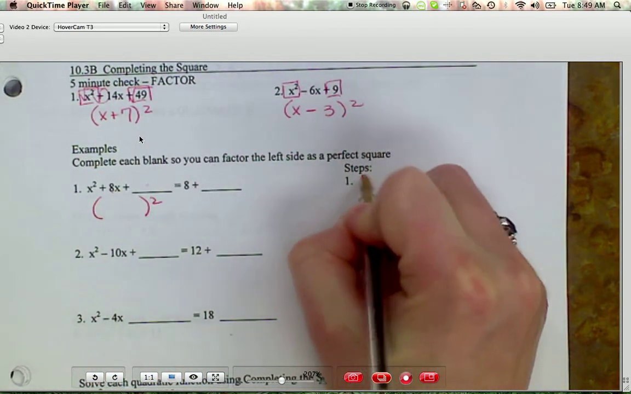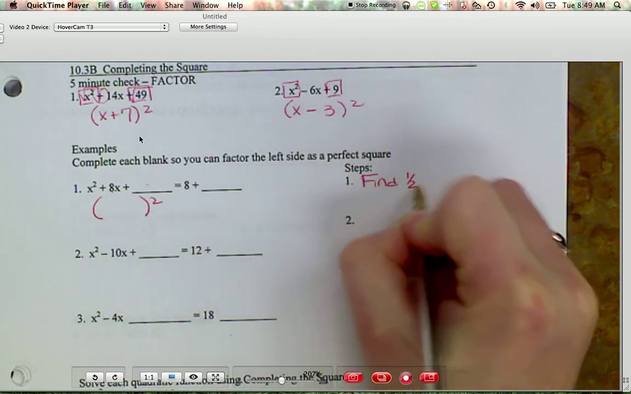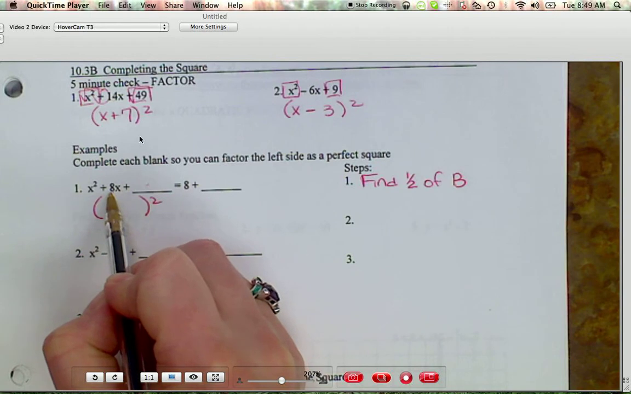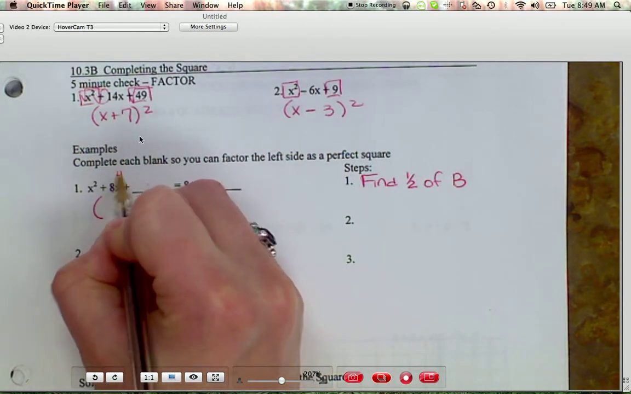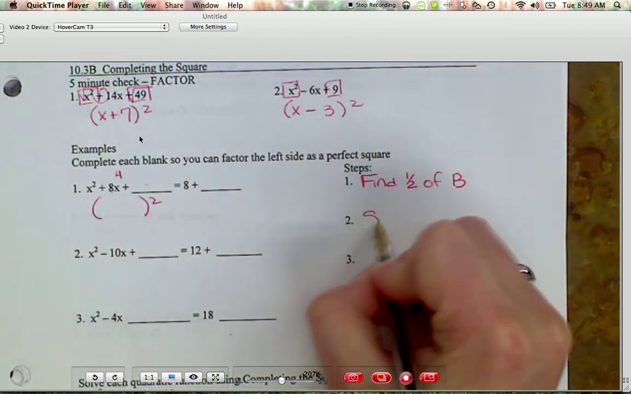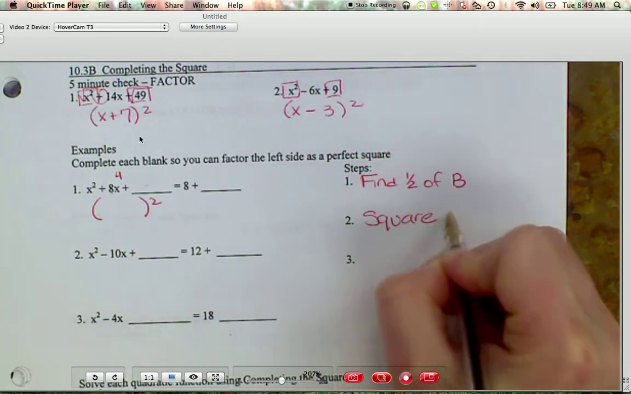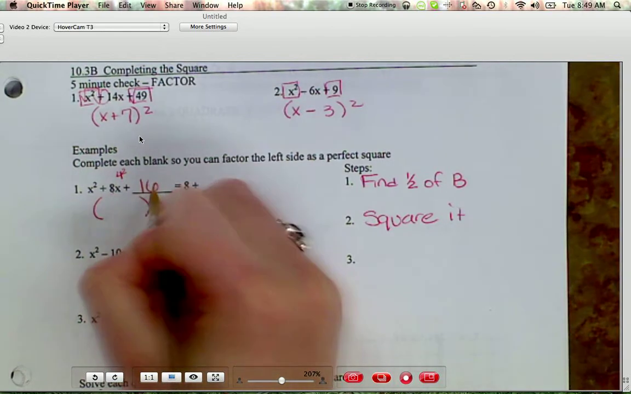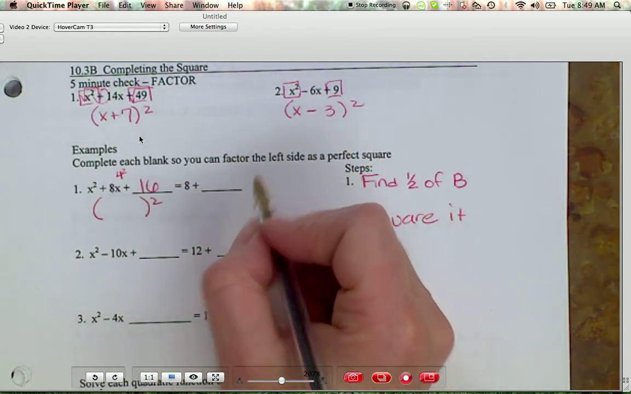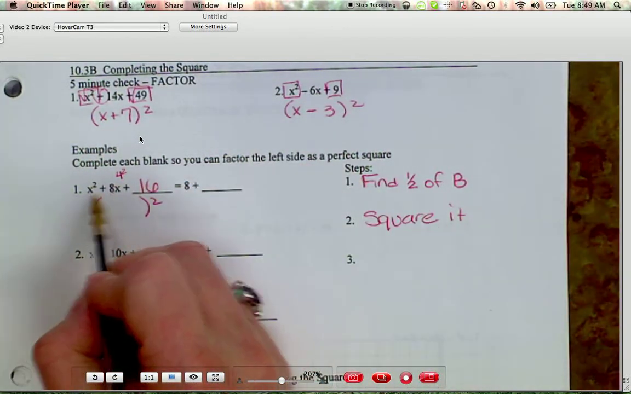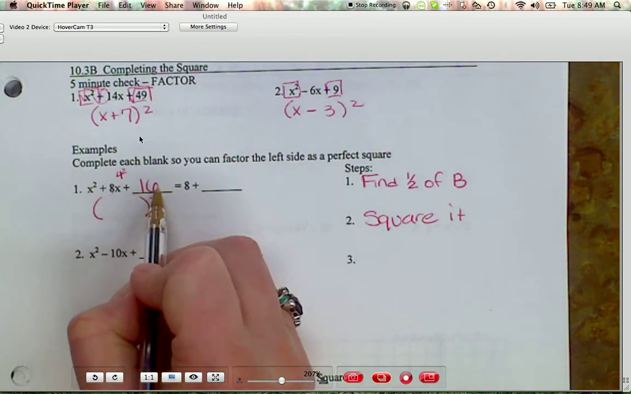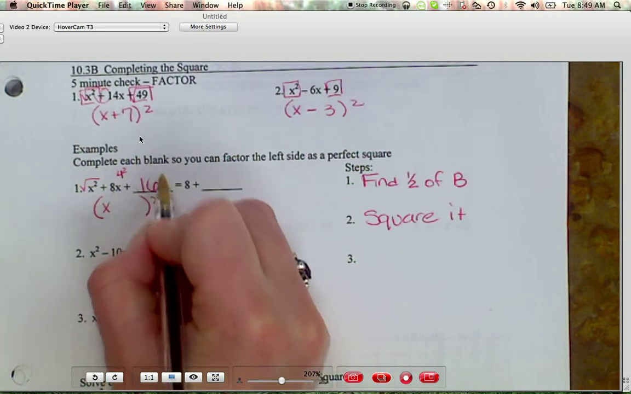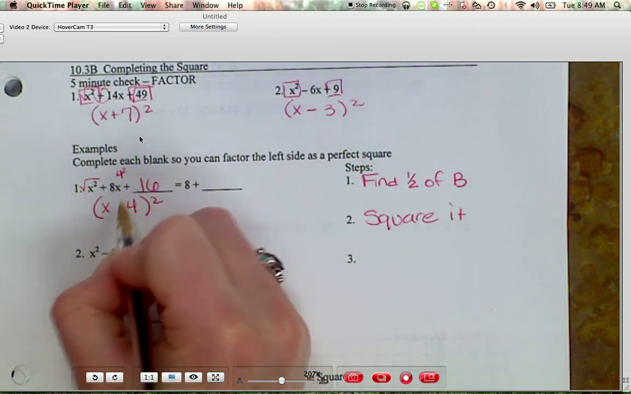The first step is to find half of the b term. So if the b term is 8, half of 8 would be 4. And then we want to square it. So 4 squared would be 16. That will go in the blank here. Now, when we do that, we've now created a perfect square. We take the square root of x squared to get x, take the square root of 16 to get 4, bring down the plus sign in the middle.